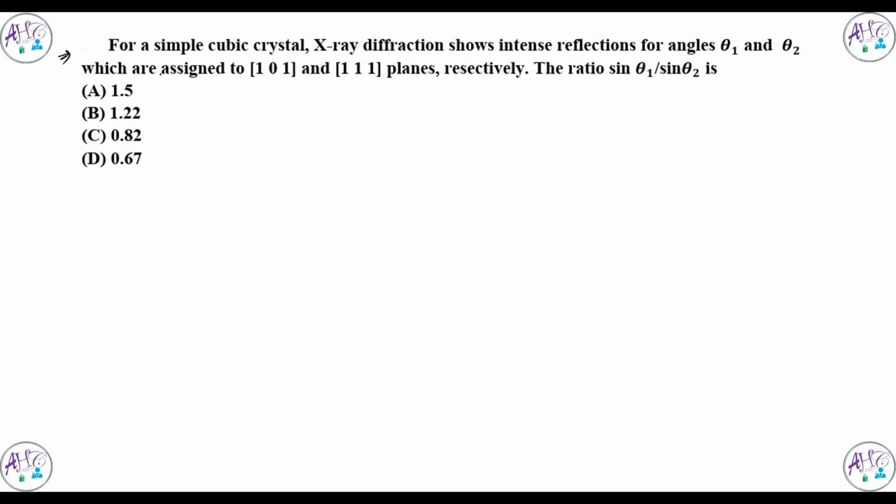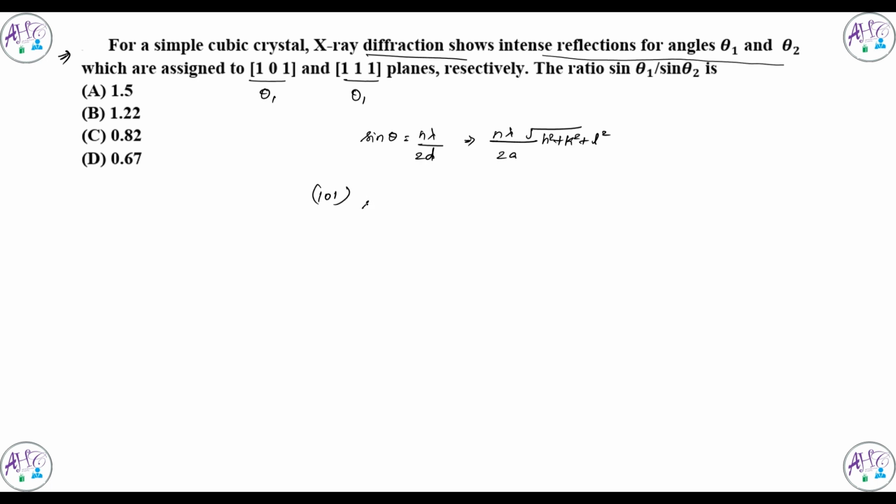Next question. For a simple cubic crystal, X-ray diffraction shows intense reflection for angles theta 1 and theta 2. So theta 1 is for your 101 plane and theta 2 is for your 111 plane. So they have asked for the ratio of sin theta 1 by sin theta 2. We know that sin theta is equal to n lambda by 2d. This can also be rewritten as n lambda by 2a root of h square plus k square plus l square. But first, what have they given? They have given the 101 plane.